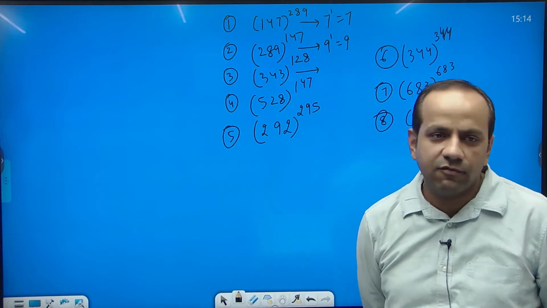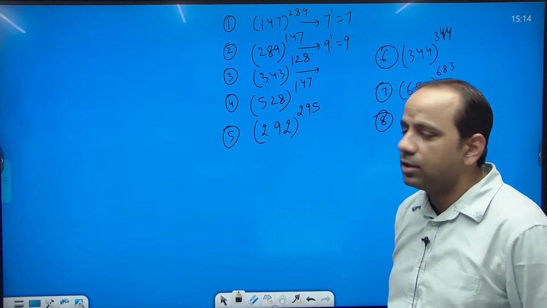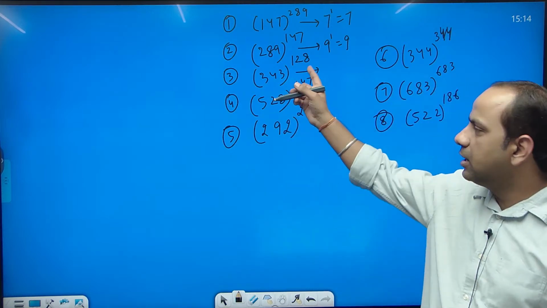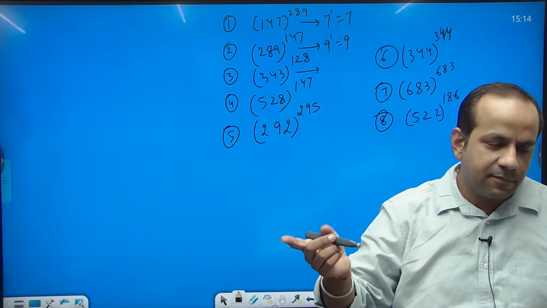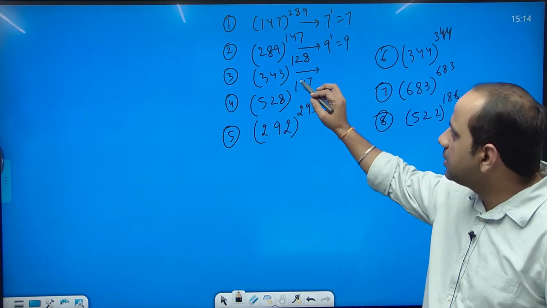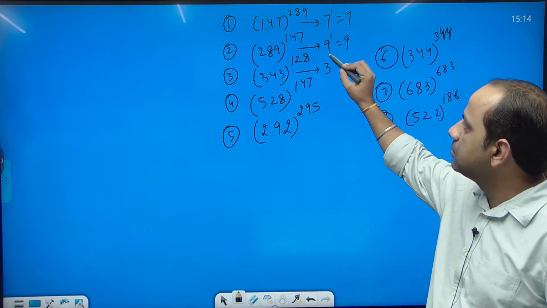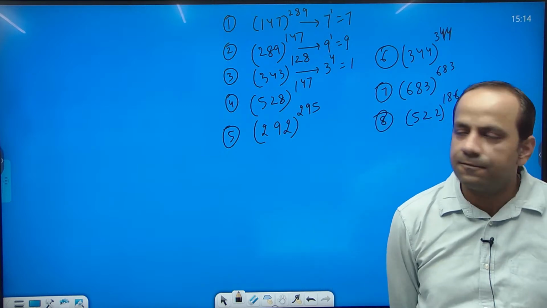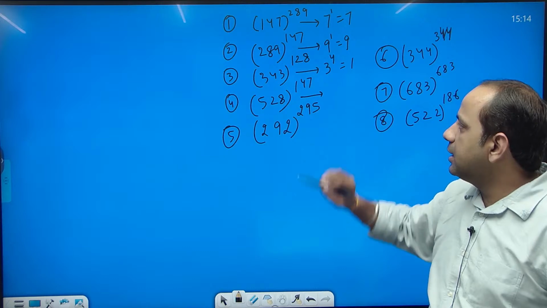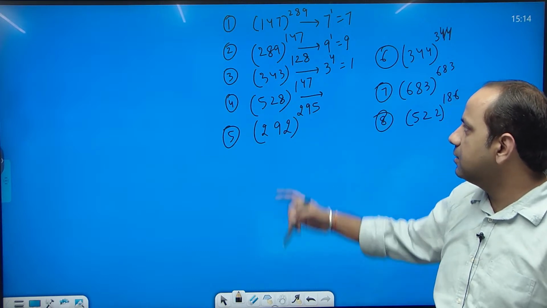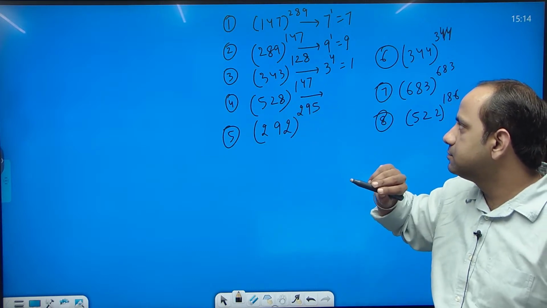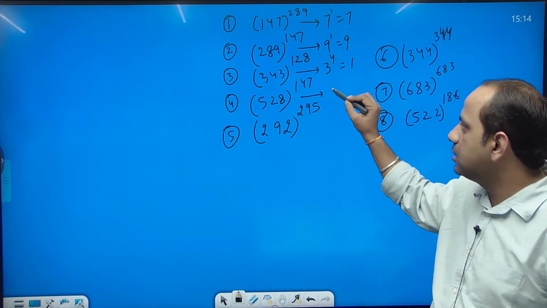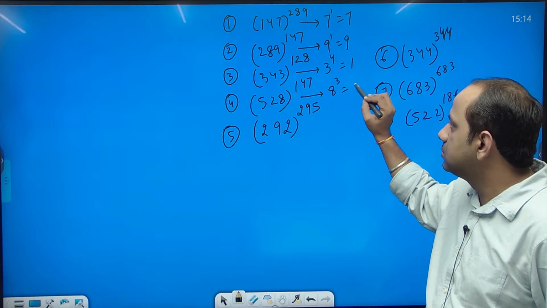Third category, 343 raised to the power 128. Which category? Third category. 128 is to be divided by 4, and if the remainder is 0, then 3 to the power 4. Okay. 528 raised to power 147, third category, we have to divide the power by 4. 147 divided by 4, remainder is 3. 8 to the power 3 is 2.